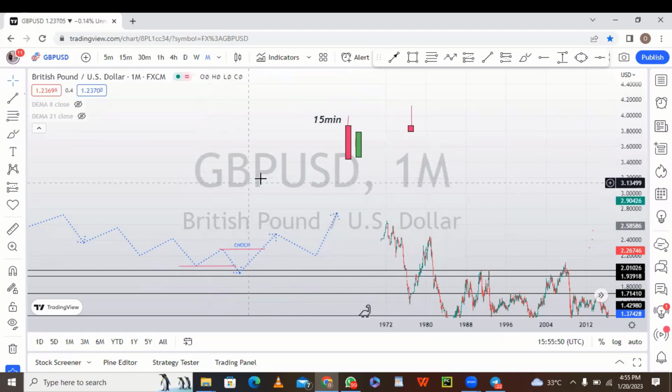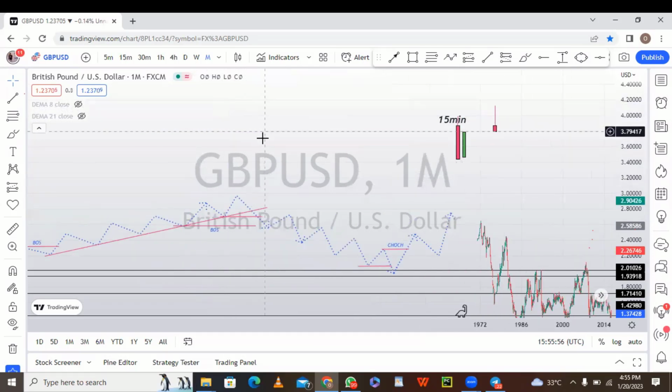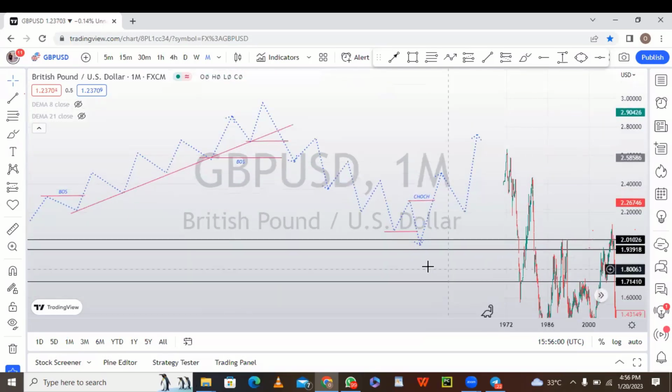What do I mean by point of interest? Point of interest simply means where you are willing to take entry into the market. Because after running your analysis, you don't just want to enter randomly.